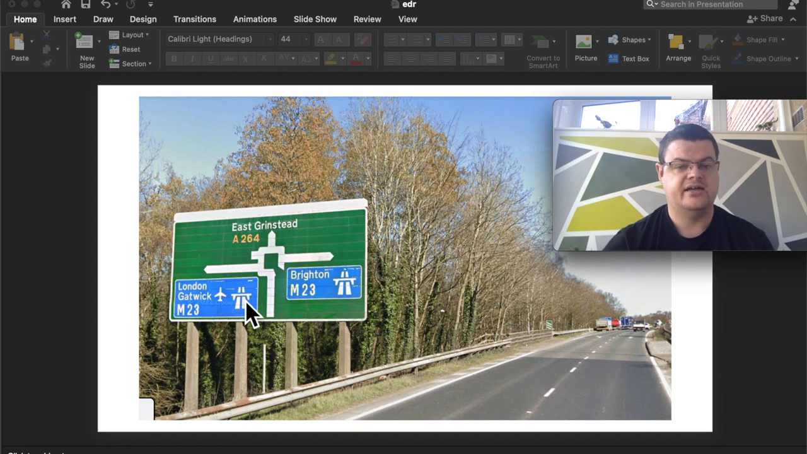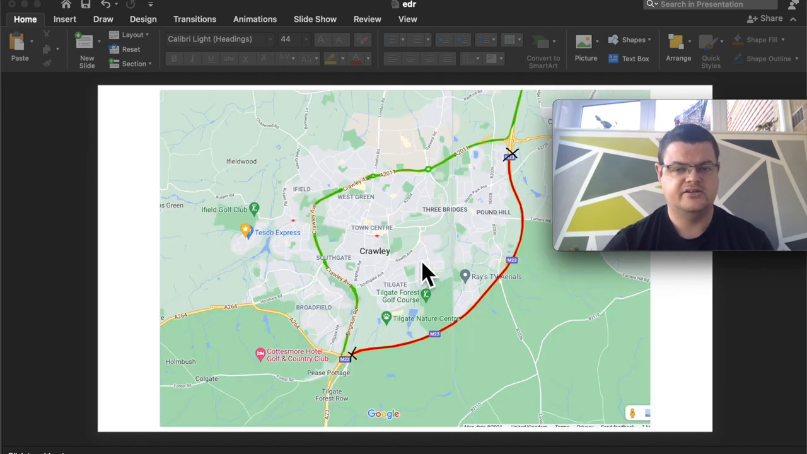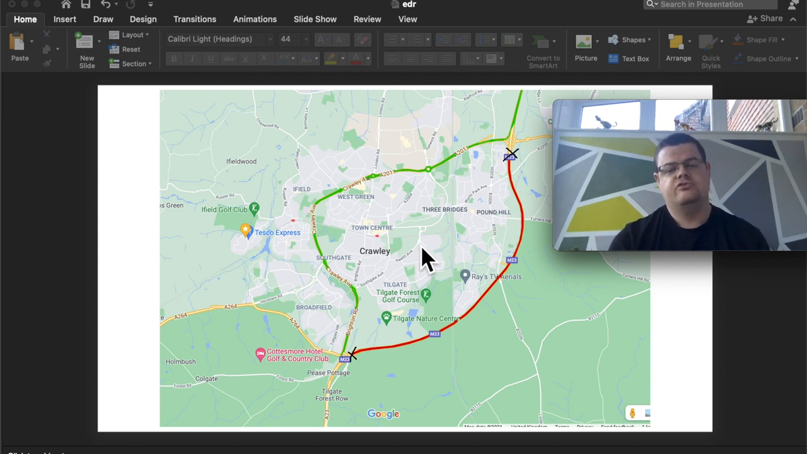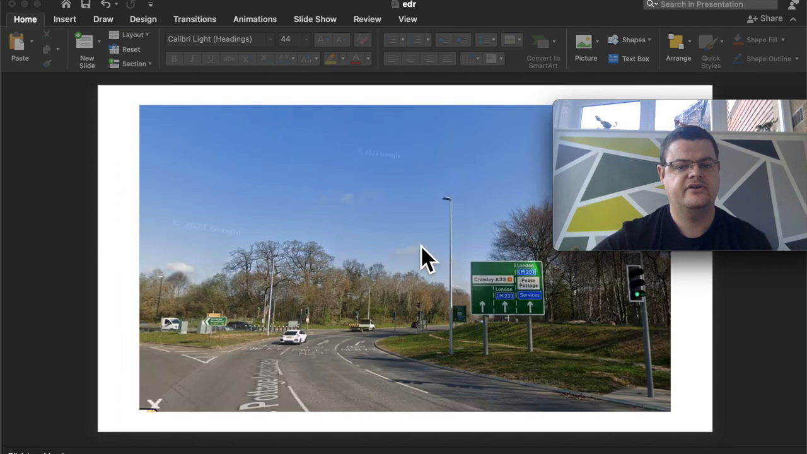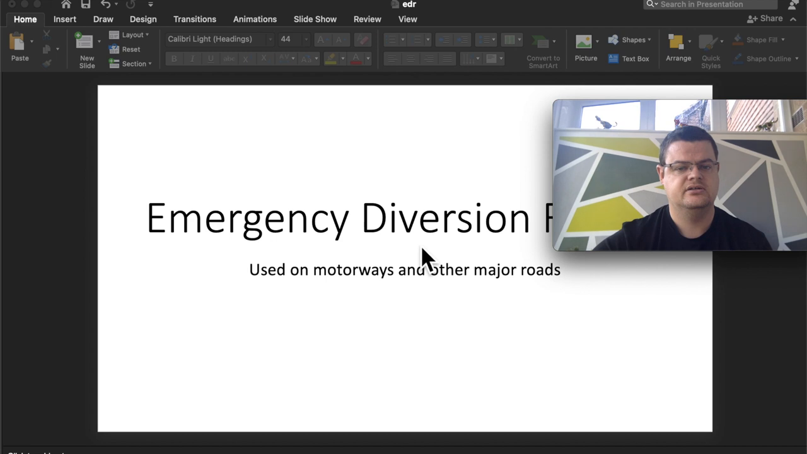So by doing that, what we've basically done is we've avoided this section of the motorway here, that let's say was all closed off, and by following the emergency diversion route, it's taken us via this green line all the way around and then rejoin the motorway further down. So there it is. That's what those road signs mean. Let's go back to the start to show you them again. So these emergency diversion route signs, here they are.